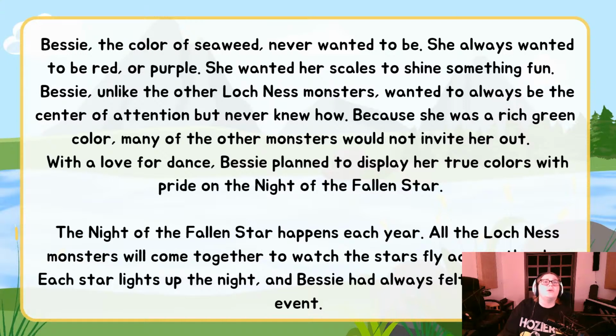She always wanted to be red or purple. She wanted her scales to shine something fun. Bessie, unlike her other Loch Ness monsters, wanted to always be the center of attention but never knew how. Because she was a rich green color, many of the other monsters would not invite her out. But with a love of dance, Bessie had planned to display her true colors on the Night of the Fallen Star. The Night of the Fallen Star happens each year.